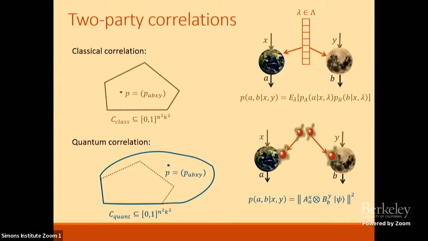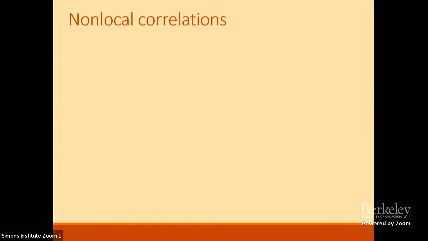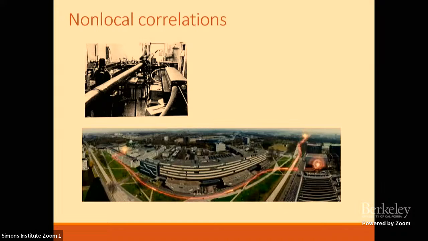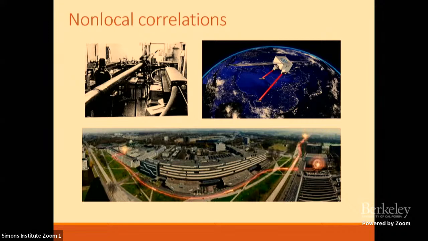Okay, so there are experiments that are performed to demonstrate this. This is one of the first experiments in the 80s. This is one more recent in 2012 in Delft. And even more recently, you can do these experiments using satellites that beam the pair of photons to different cities in China, for example, and then the measurements are performed and you check the statistics, you compute all the probabilities, you plot it on the figure and you see it's outside of the classical set. Okay, so you just have to accept this.